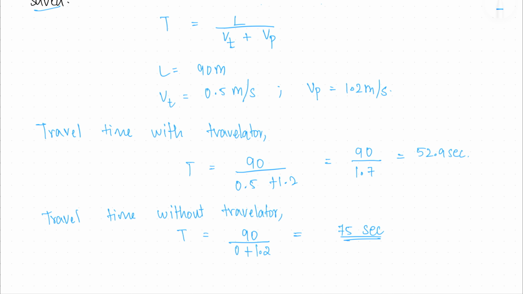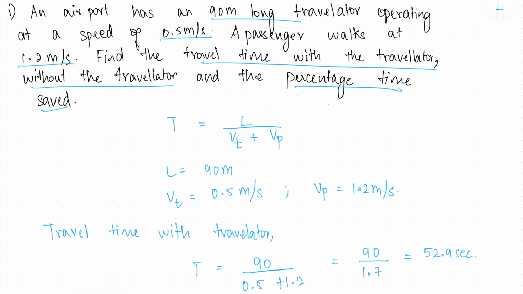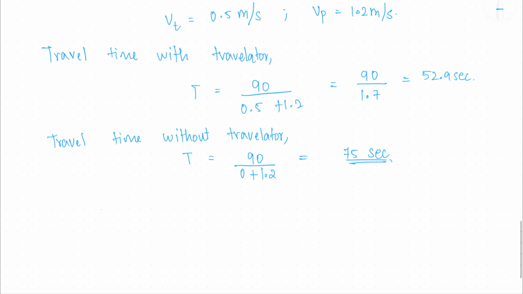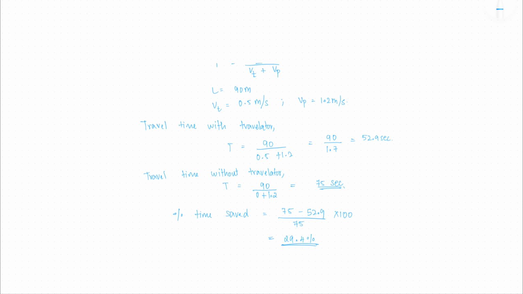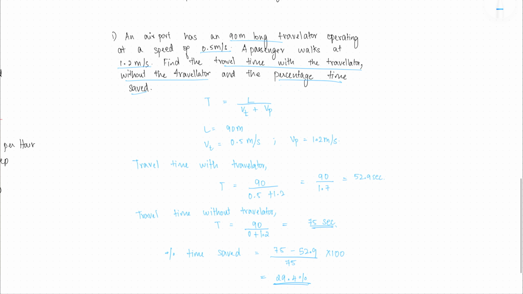Now they want us to find the percentage time saved. So percentage time saved is 75 minus 52.9 divided by 75 into 100, you'll get 29.4% time saved by using the travelator. And we are done with escalators as well.